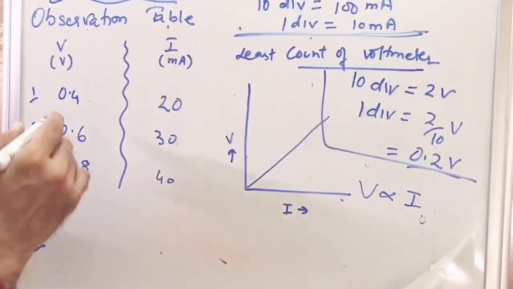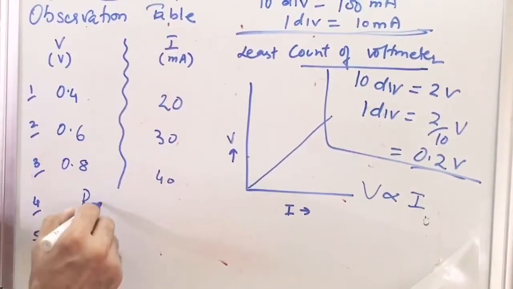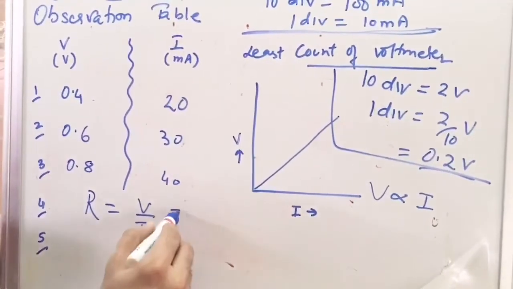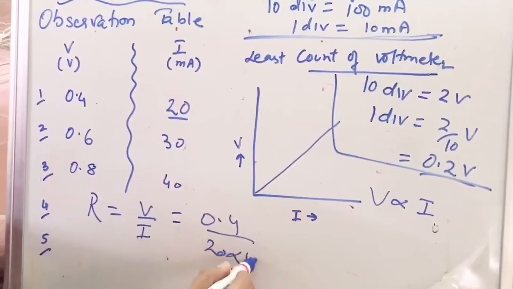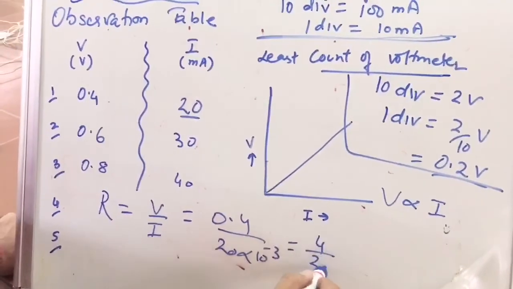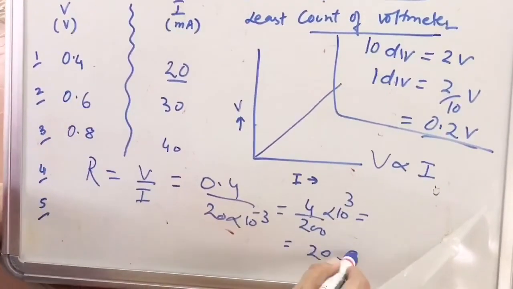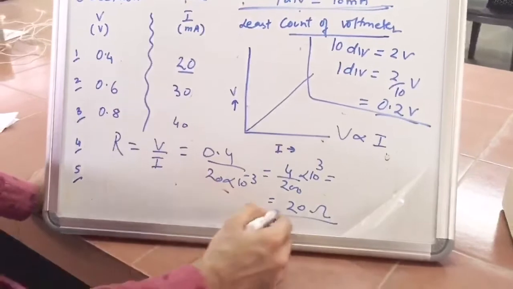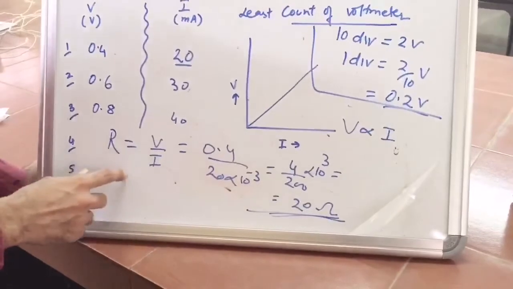Also, if you want to calculate the unknown resistance we are using in the circuit, we simply use the formula of Ohm's law, R equals V upon I. That is 0.4 over 20 milliampere, so 20 multiplied by 10 to the minus 3. You can shift this, so it comes out to be 4 by 200 multiplied by 10 to the 3. It comes out to be 20 ohms. So the resistance you are using in the circuit comes out to be 20 ohms.